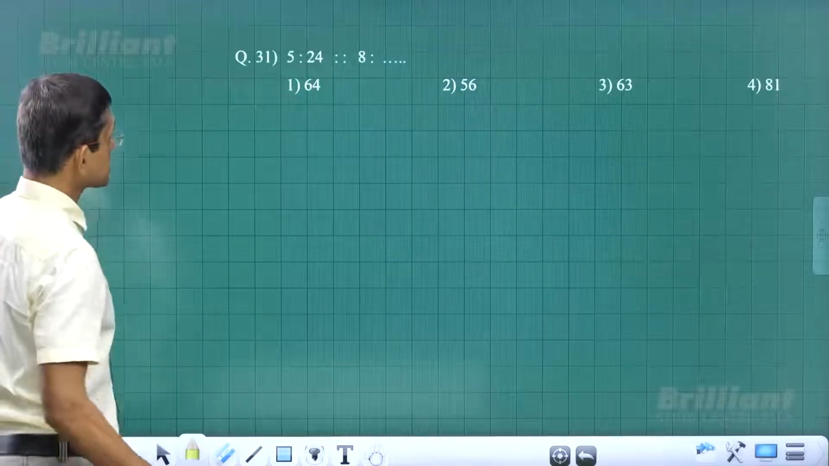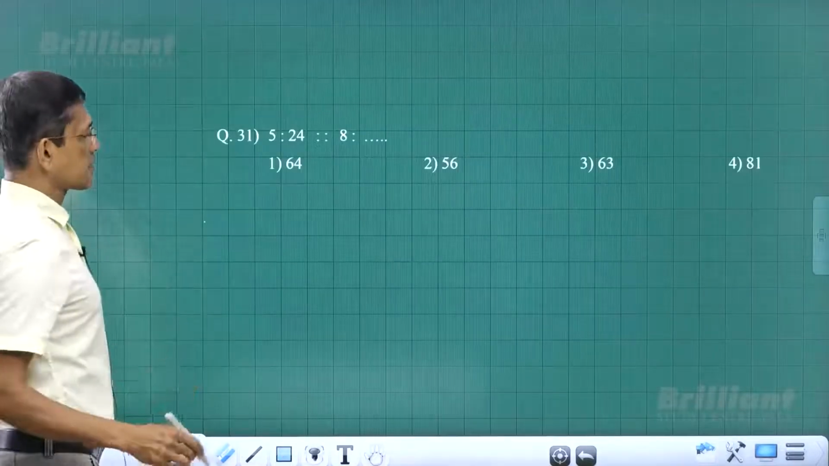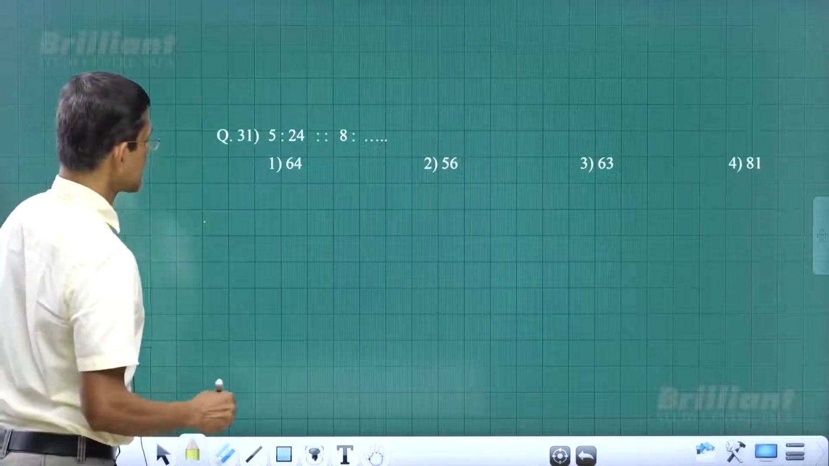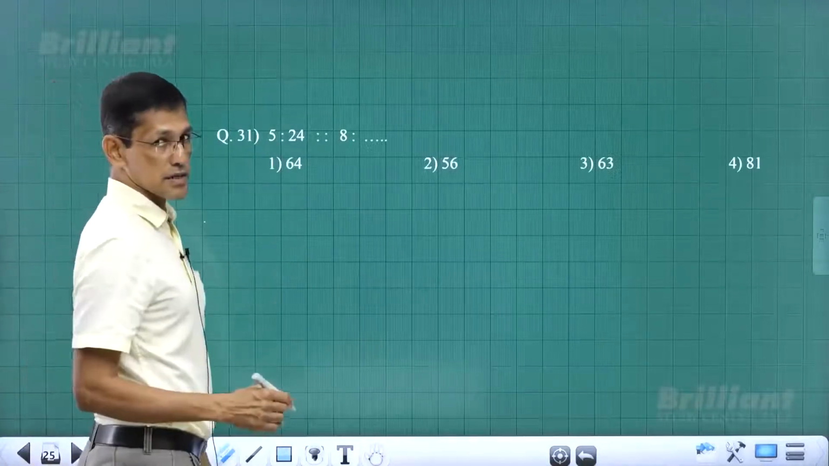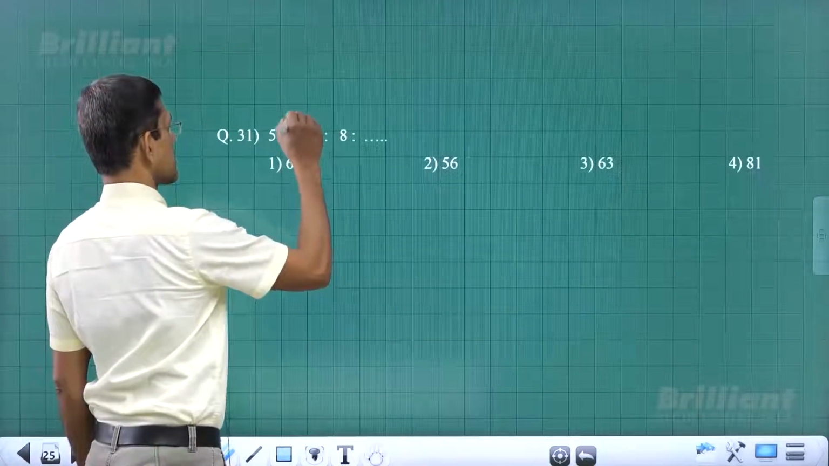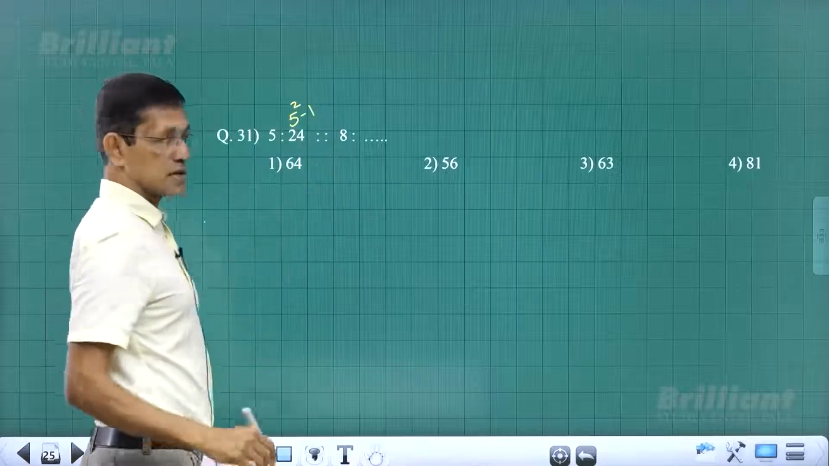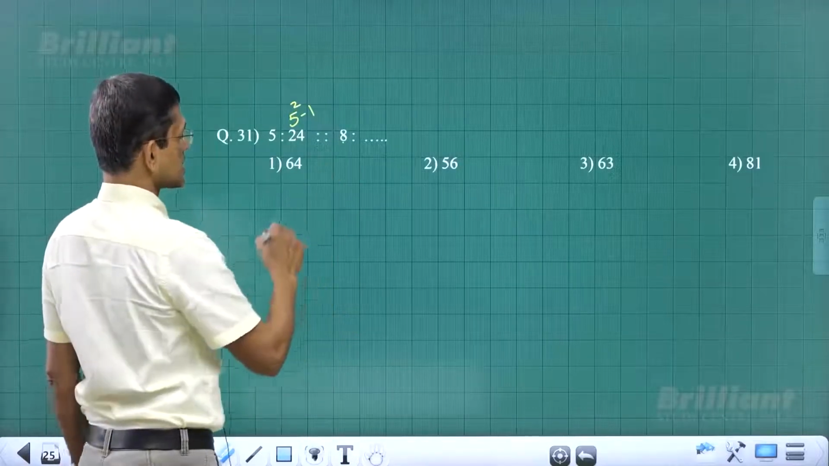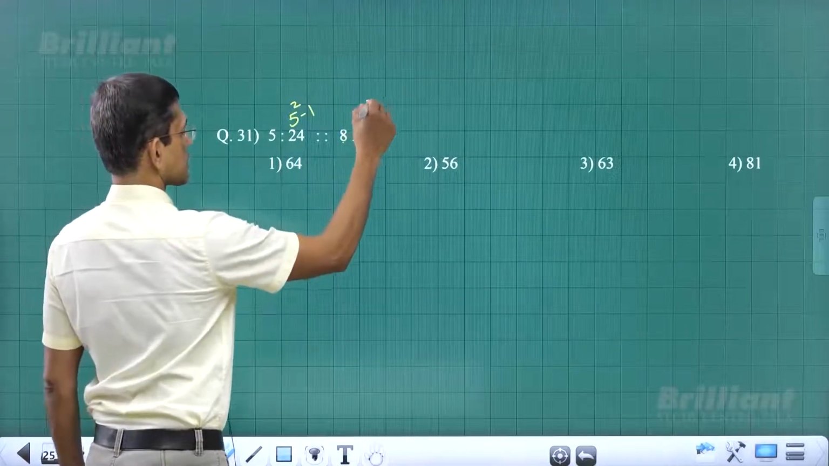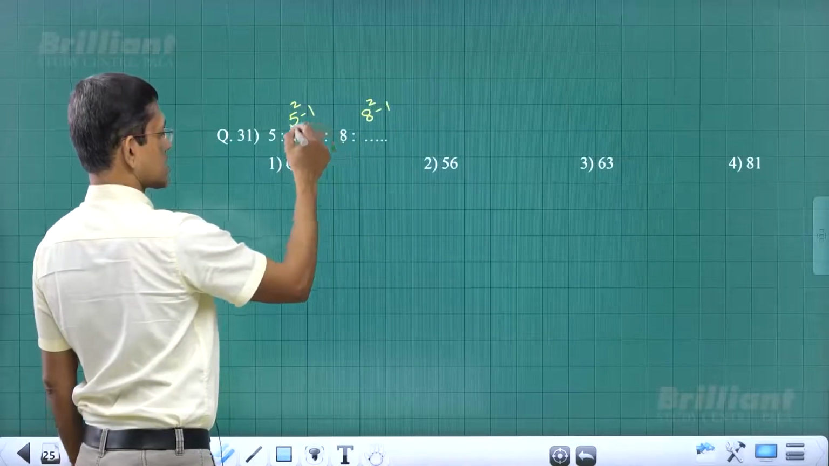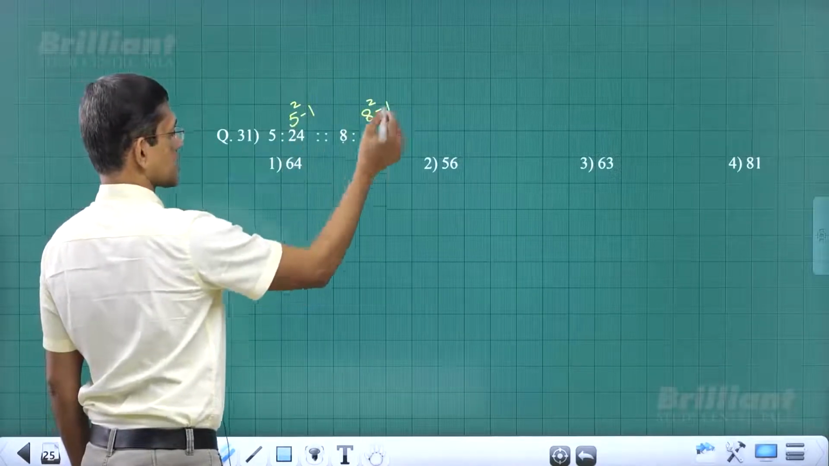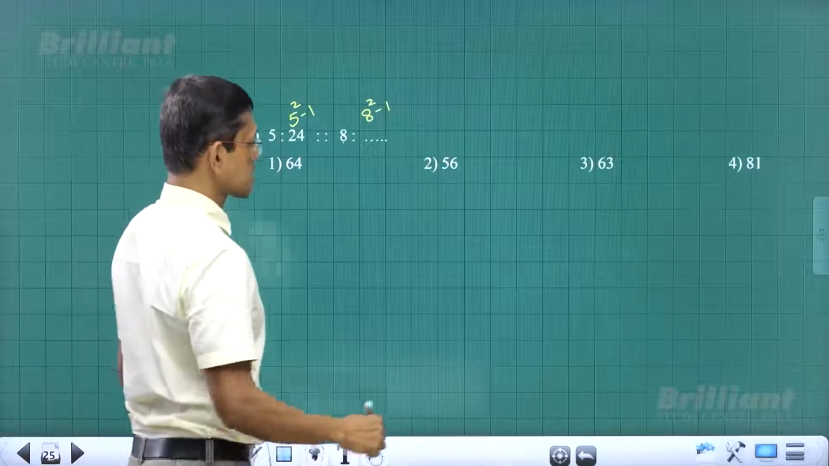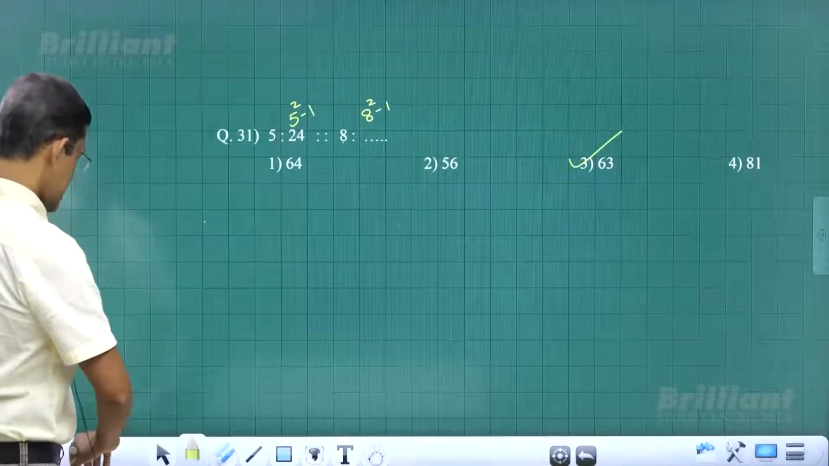Next one, here it is, 31. 5 is to 24. Well, at a glance we can see that 5 and 24, what is that connection? 5 square minus 1. Straightforward question. This is 8, and naturally what we are looking for is 8 square minus 1. Similar relation. 5 square minus 1, 8 square minus 1. 8 square minus 1 is what? 63. So that's the answer.